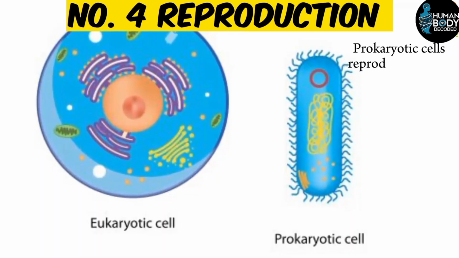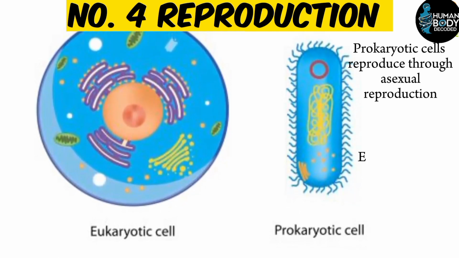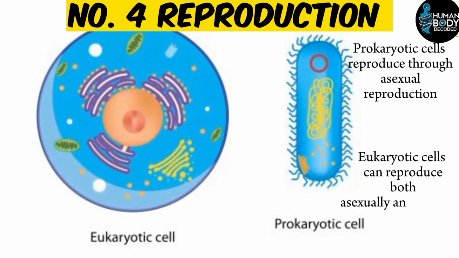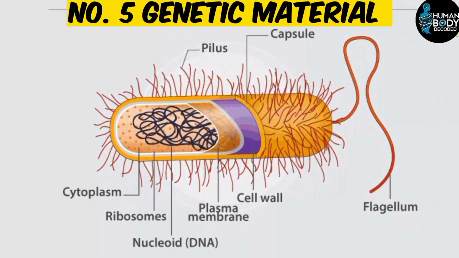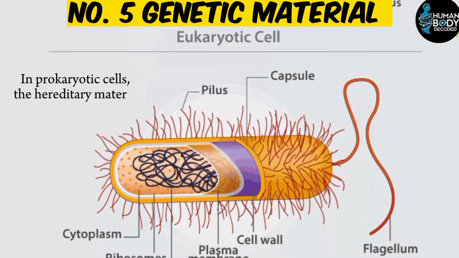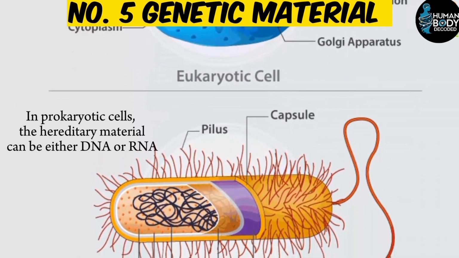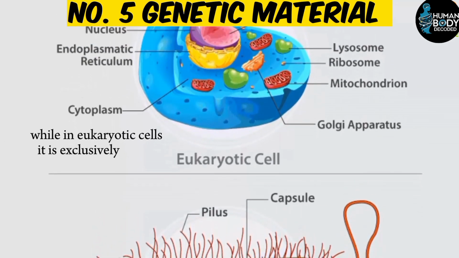Difference number 4, reproduction. Prokaryotic cells reproduce through asexual reproduction, such as binary fission. Eukaryotic cells can reproduce both asexually and sexually. Difference number 5, genetic material. In prokaryotic cells, the hereditary material can be either DNA or RNA, while in eukaryotic cells, it is exclusively DNA found inside the nucleus.